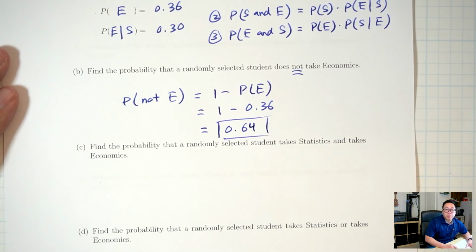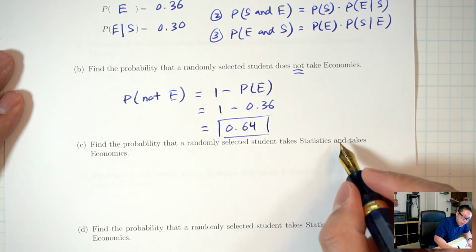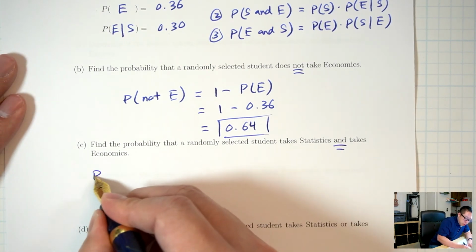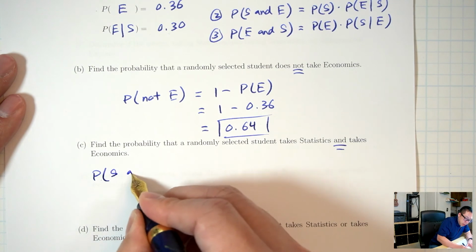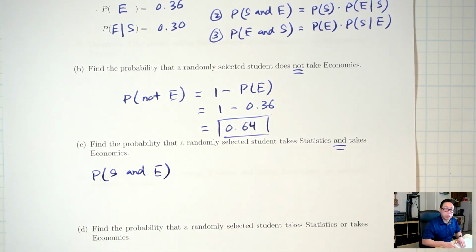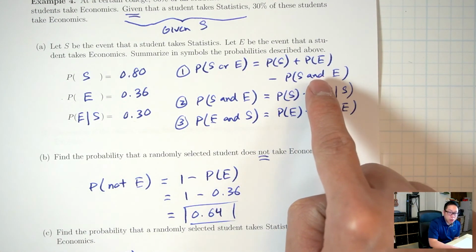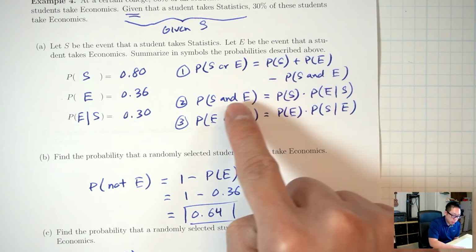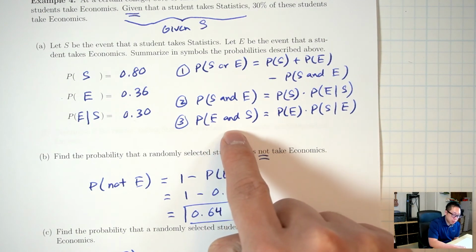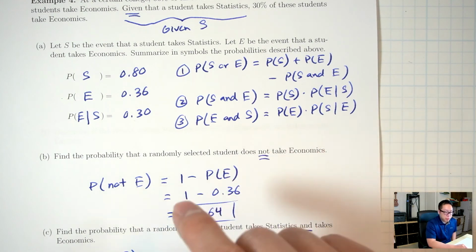Part C, find the probability that a randomly selected student takes statistics and takes economics. The keyword here is and. So in symbols, I'm looking for probability of S and E. And the question is, which equation are you going to use? So I have S and E in actually all three equations. So I have it here, I have it here, and then remember for ands, the order does not matter. So E and S is the same thing as S and E. So it's in equation 3 also. So which one do you use?